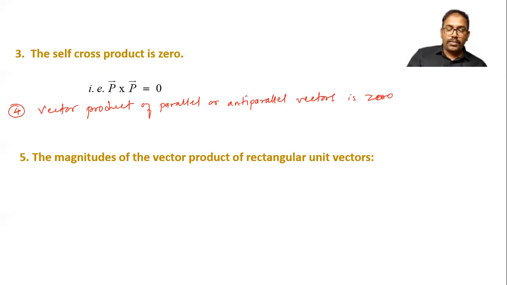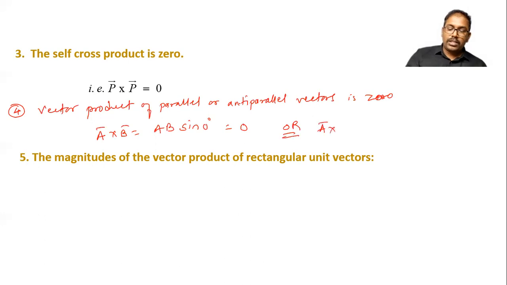It is coming 0. So if the two vectors are parallel, then the angle is 0. So we can write A bar cross B bar equals AB into sine of 0, since parallel means angle 0. So it is coming 0. Anti-parallel means that the angle is 180 degrees.